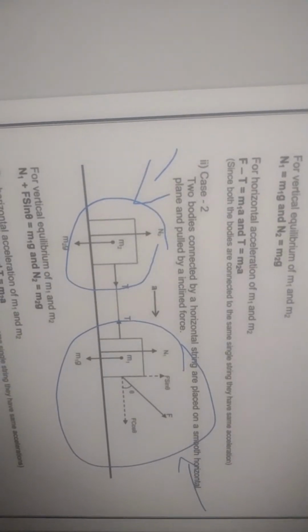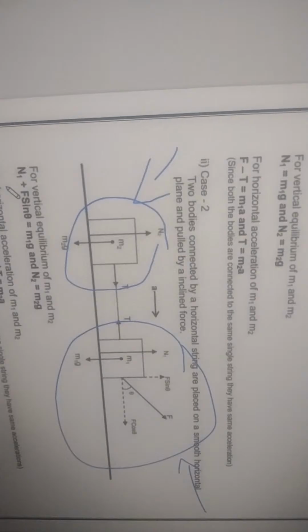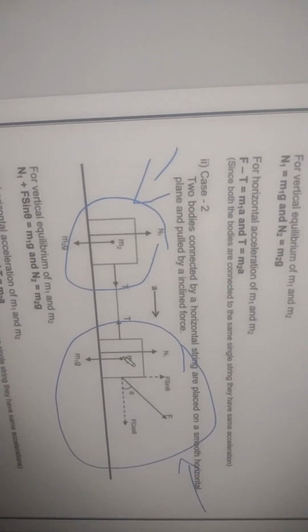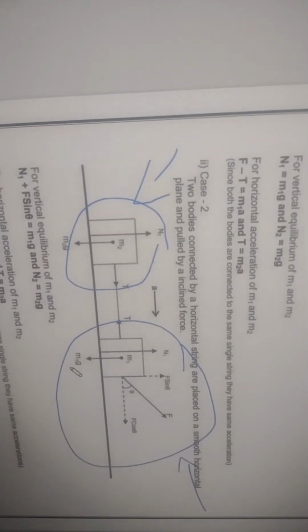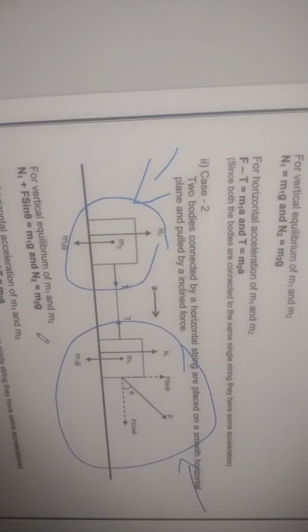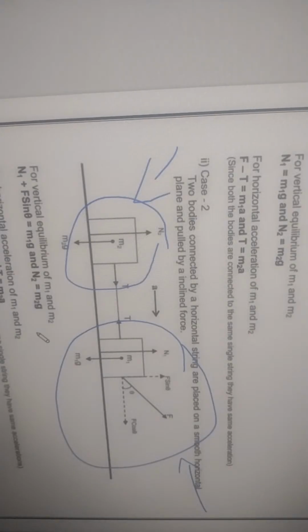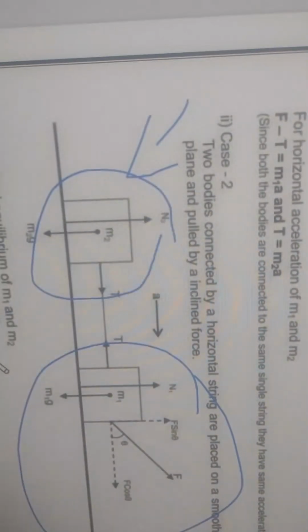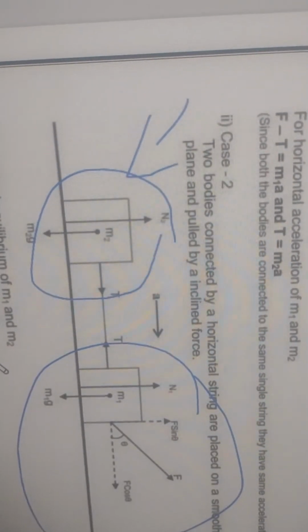So this is M2g. N2 is equal to M2g, and N1 in this direction is F sin theta. So vertical equilibrium. The two bodies are connected by a horizontal string, placed on a horizontal plane and pulled by an inclined force. So the force is inclined here.